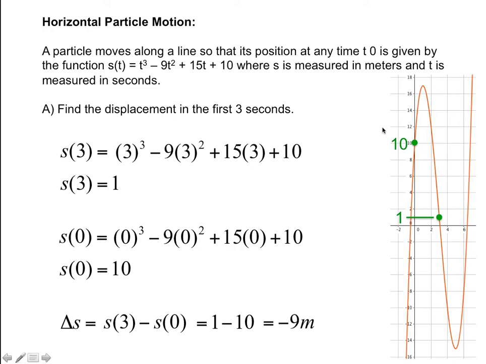moved away from us to the right, and then came back past us to the left and ended up at the location 1 on the number line. So even though it did a little back and forth in the first 3 seconds, by the time we got to the 3rd second, it was 9 meters to our left.